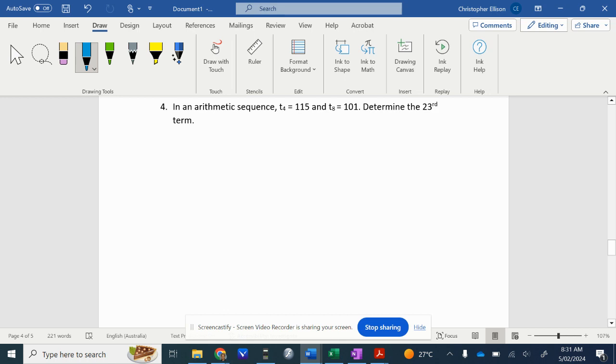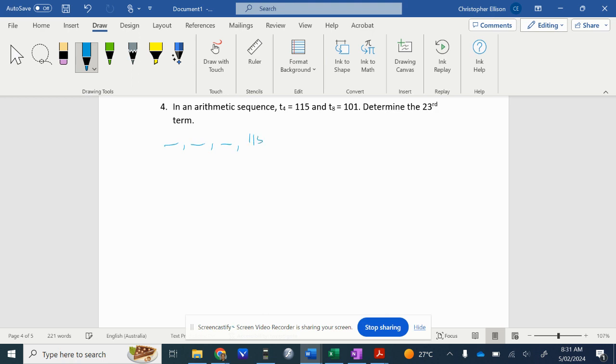Okay, so same deal as the previous one. We've got T4 equals 115, T8 equals 101. If you haven't already had a go at it, good idea to have a go at doing it first rather than just watching the video and getting me to do it.